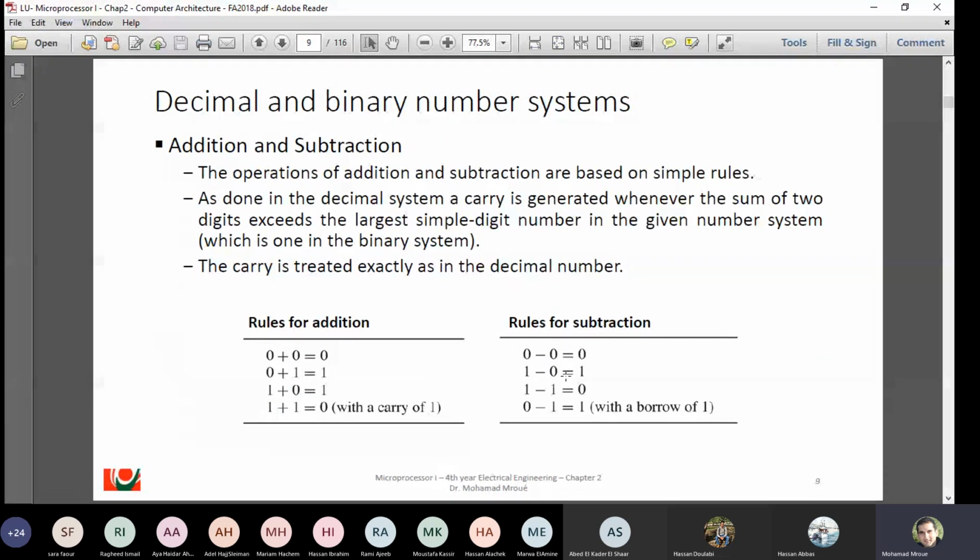Now, addition and subtraction. The operations of addition and subtraction are based on simple rules. As done in the decimal system, a carry is generated whenever the sum of two digits exceeds the largest simple digit number in the given number system, which is 1 in the binary system. So, 0 plus 0, that's 0. 0 plus 1 is 1. 1 plus 1, it's a 0 with a carry of 1. Okay? And for subtraction, 0 minus 0 is 0, 1 minus 0 is 1, 1 minus 1 is 0, and 0 minus 1 is a 1 with a borrow of 1.